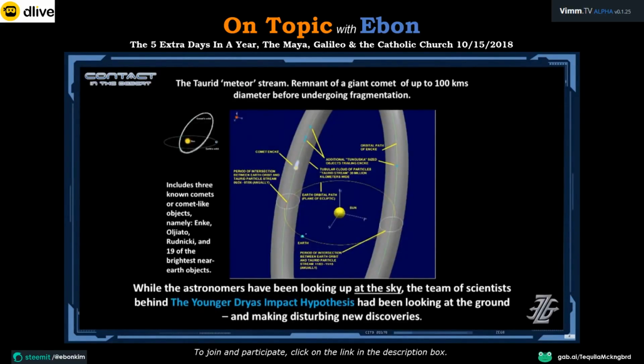So we intersect the Taurid meteor stream twice a year. We've been doing so for 20,000 years. And the evidence now is that some big objects fell out of the Taurid meteor stream 12,800 years ago, and I'll give you other examples of later impacts as well.